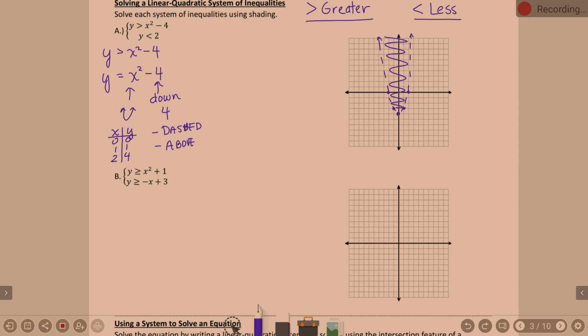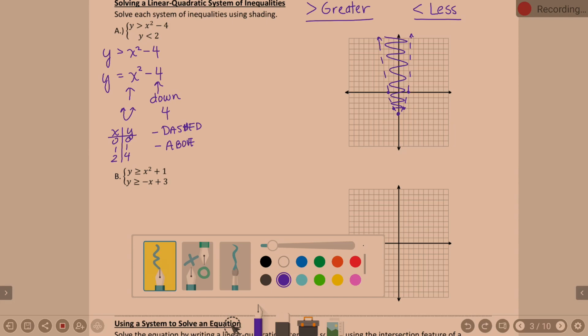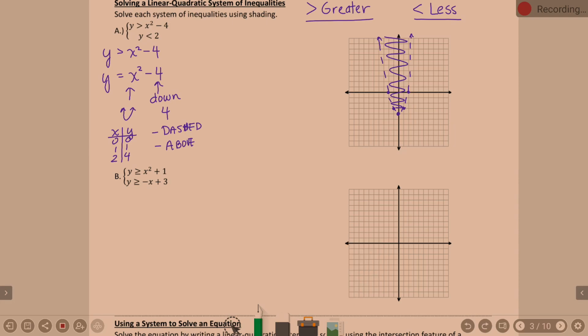Okay? Now we're not done. What else do we have to do? The y less than 2. We also have to graph y. Notice he said less than 2. So if it's y less than 2, think about how do we graph y equals 2? Is it just a flat line?